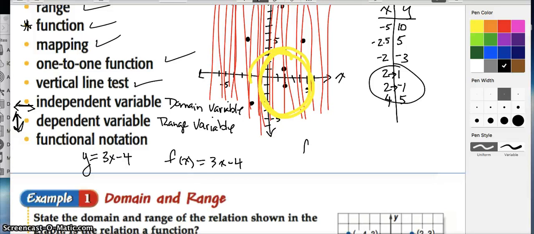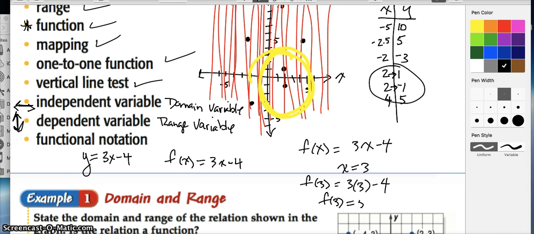So if I have f of x equal to 3x minus 4, and then I let x equal 3, I would say, what is f of 3? Meaning, what is the value of this function when x is equal to 3? What that lets me know is wherever there's an x, I'm going to plug in 3, and then do my calculation. f of 3: 3 times 3 is 9, minus 4 gives me 5. f of 3 is equal to 5.